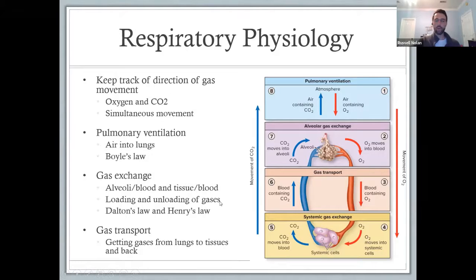This is kind of described as the loading and unloading of gases. When you exchange gases, you are loading oxygen onto the hemoglobin of the red blood cell, and you are unloading oxygen off of the hemoglobin.